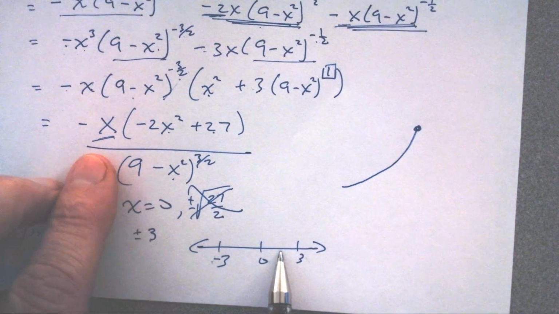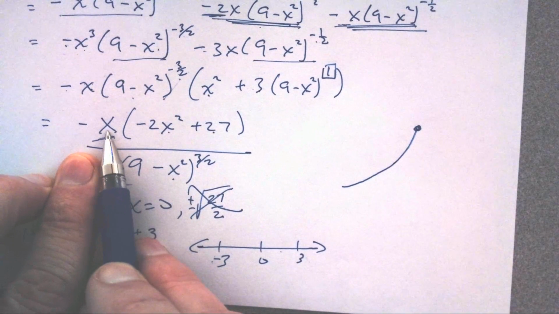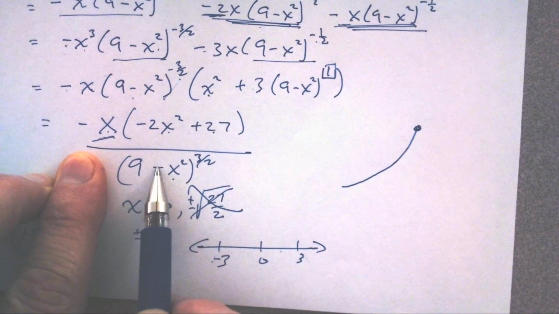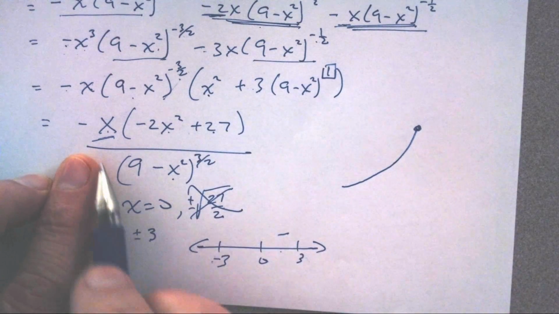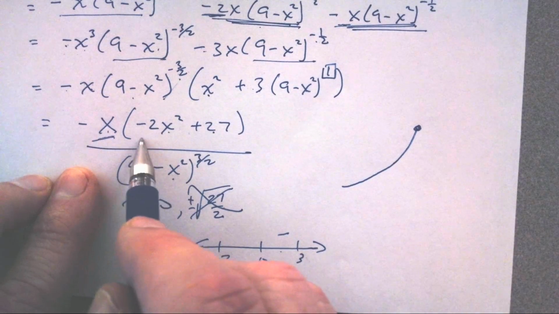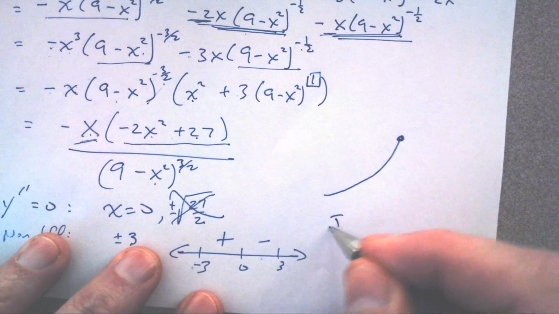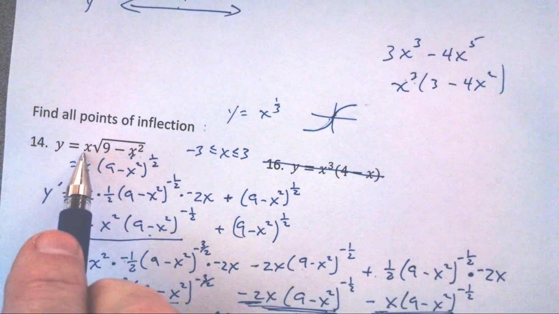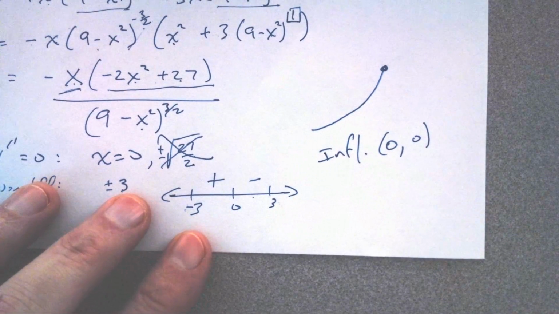So if I put in, say, 1, what do we get here? I get a negative times a positive over a positive. 2 positives and a negative, I get negative. Let's put in negative 1. I put in negative 1 and I get a positive times a positive over a positive. Positive. Oh, okay. I've got an inflection point at 0. Put in 0 and we get 0 at 0, 0.